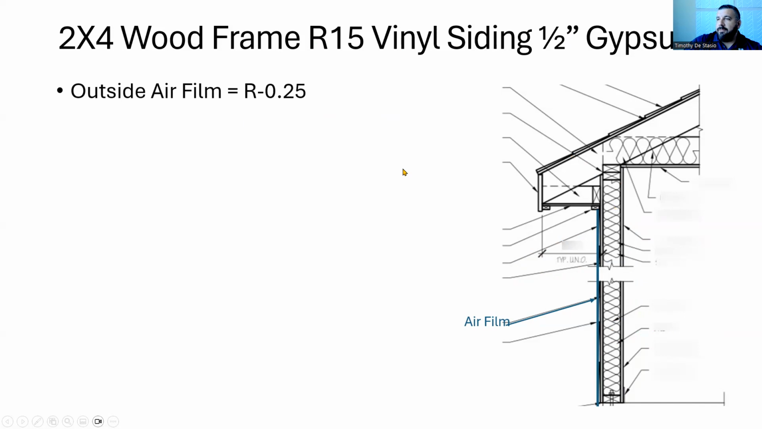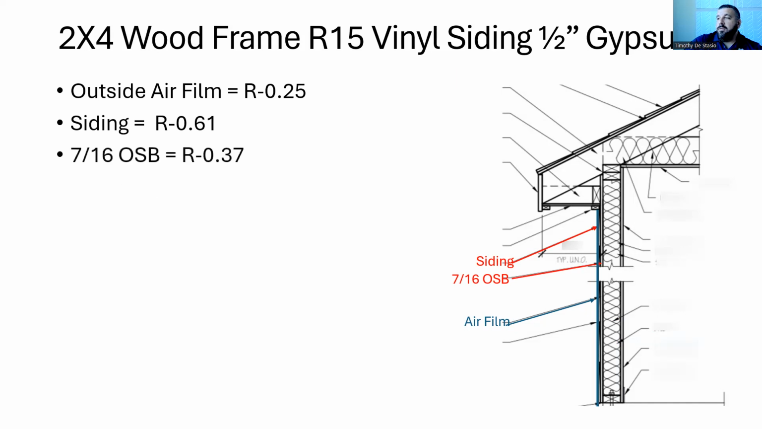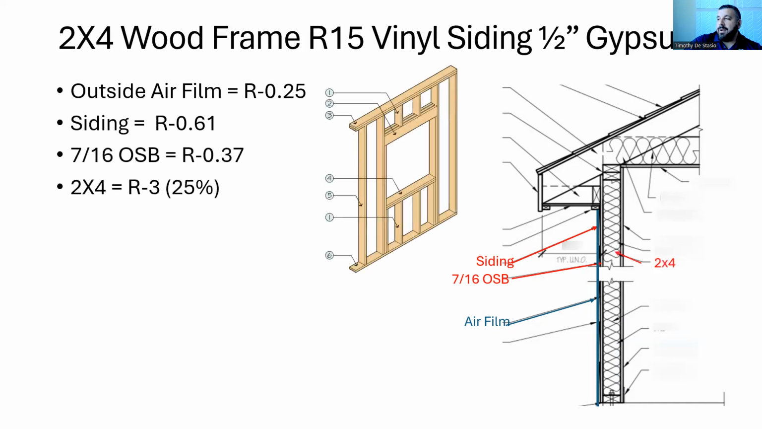The outside air film, Manual J determines that's an R value of 0.25. As we start going into siding, that's 0.61. And all this information is in Manual J. You don't have to memorize this. When you're using software, you definitely don't have to know all this. You just need to make sure that you're putting the correct materials into your software correctly. And this is what it's doing behind the scenes.